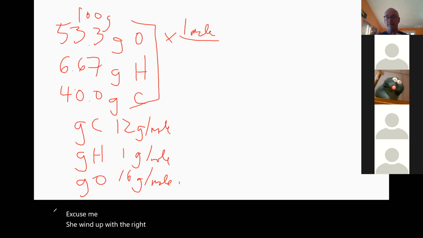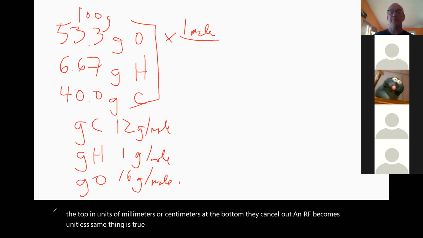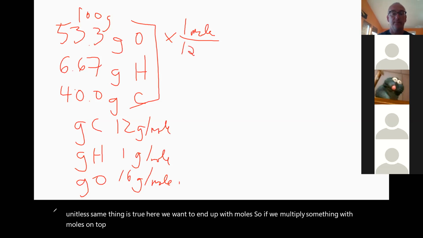Like this afternoon in lab, we were determining RF, basically retention factor. If you realize that you had units of millimeters or centimeters on the top and units of millimeters or centimeters on the bottom, they cancel out and RF becomes unitless. Same thing is true here. We want to end up with moles. So if we multiply something with moles on top and grams on the bottom, that guarantees we're going to get the number we want. So 53.3 divided by 12, what does that give us?